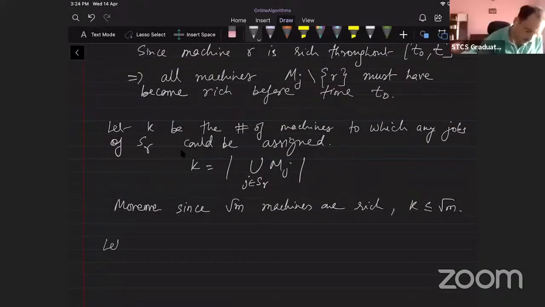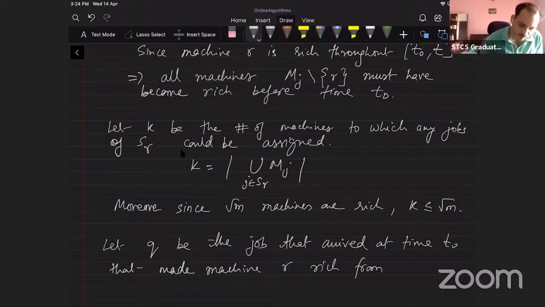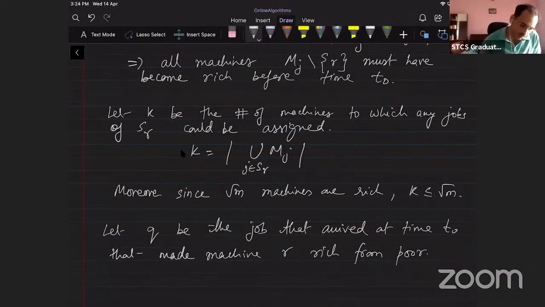Now let Q be the job that arrived at time t0 that made machine R rich from poor. So remember, t0 is the windfall time. That is the time exactly at which machine R is becoming rich. So let the job which arrived at that time be indexed as Q.